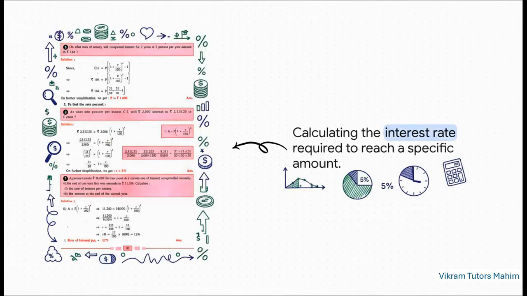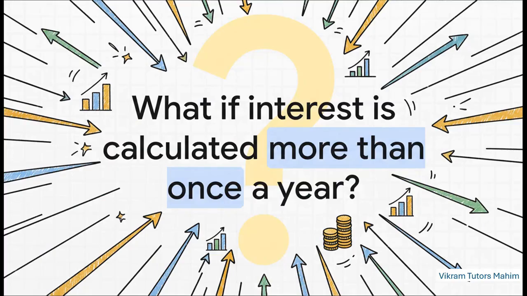Or what if you want to grow 2,000 into this amount? Well, you'd need a 5% interest rate. But what if interest is calculated more than once a year? That's when things get really interesting.